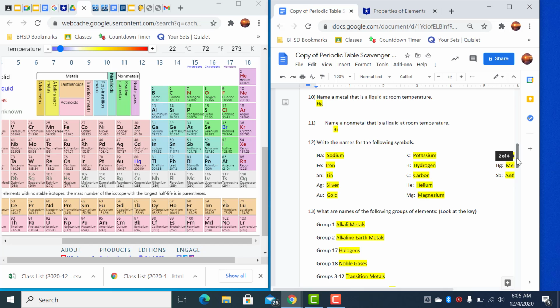Okay, we did number 10. I said that a second ago. Name a metal that is a liquid at room temperature. Mercury. Name a nonmetal that is a liquid at room temperature. Bromine. That's the one right there in the blue.